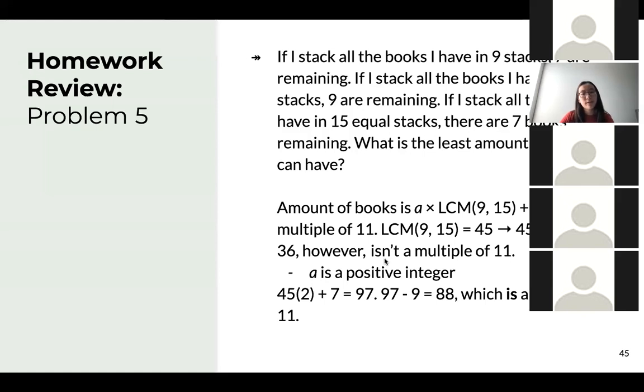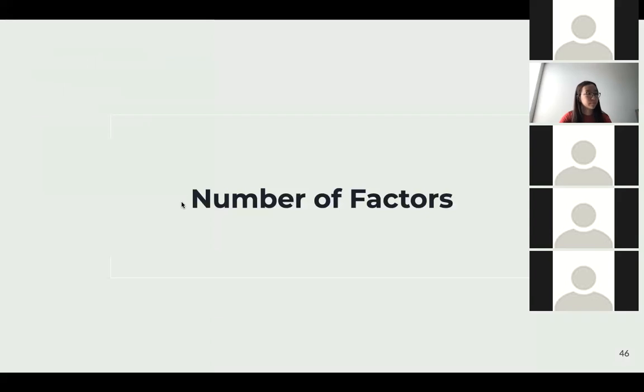So you add 7 to that, and then you get 97. And then you subtract 9 to see if it meets that multiple of 11 criteria, which it does, because 88 is a multiple of 11. And so that means that the minimum possible number of books is 97. So sometimes you just have to do trial and error to find the answer, especially for those least possible amount questions.